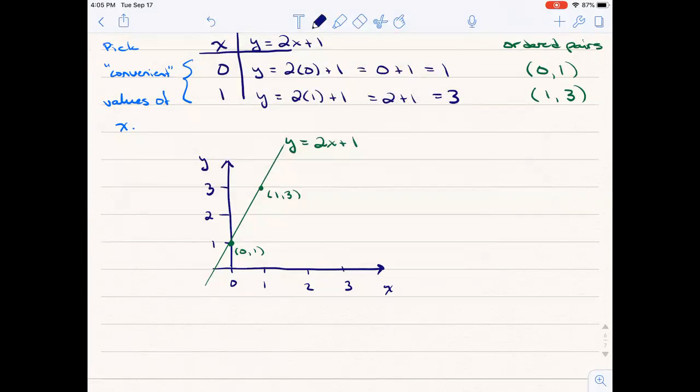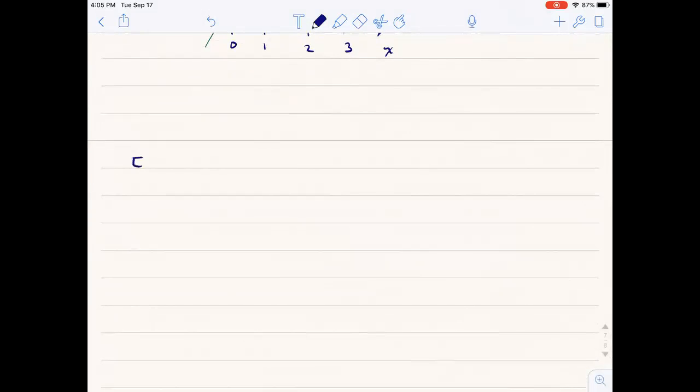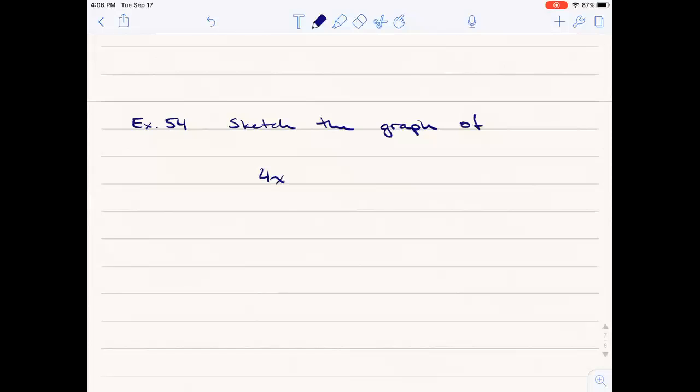What if we do one that's a little bit trickier? Oh, page breaks, so I'll start here. What if we do example 54, sketch the graph of 4x plus 5y equals 2. Okay. This is not in the form of y equals mx plus b, which is kind of what we like to see, right? But we can rearrange it, solve for y, and then we have y equals mx plus b. So let's do that first.